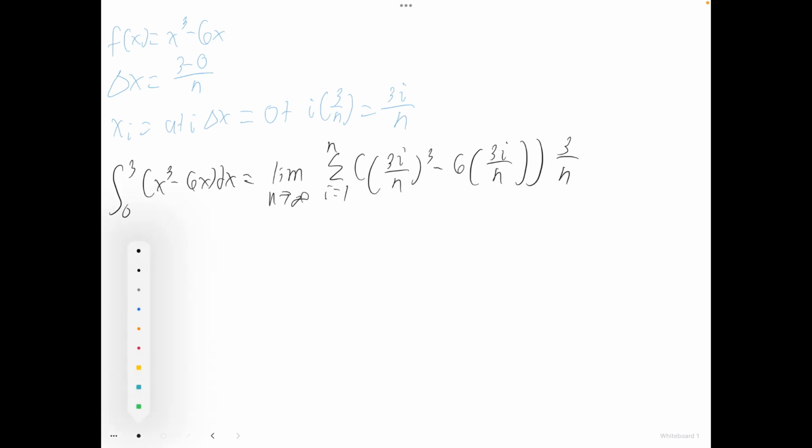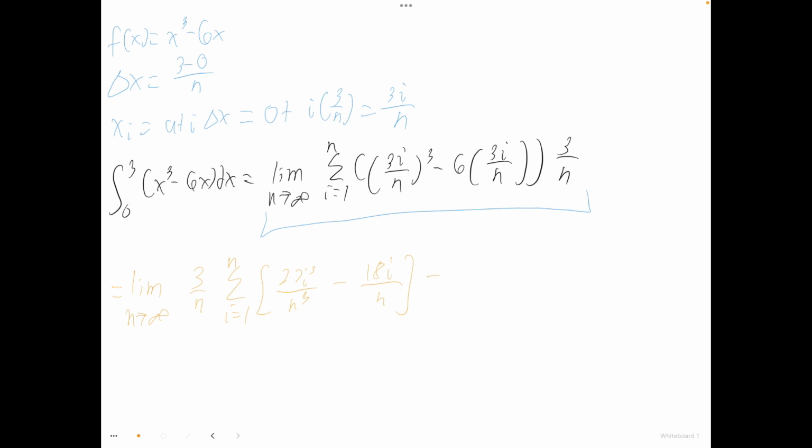Now we want to compute this limit. We have done limits like this in the past, so we're just going to use techniques that we have used before. This is the limit as n goes to infinity. Now I'm going to pull 3 over n out in front, so we have 3 over n times the sum from i equals 1 to n of, we need to do 3i over n cubed, so we're going to have 27i cubed over n cubed minus 18i over n. So I just multiplied things through.